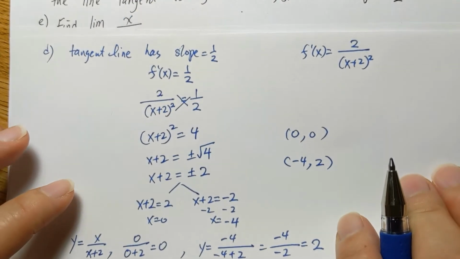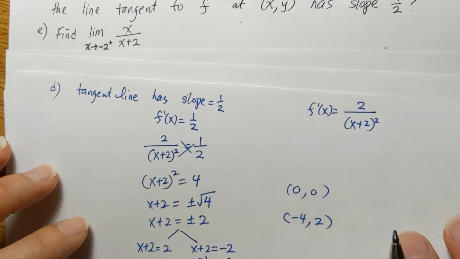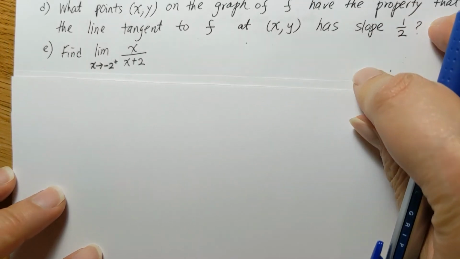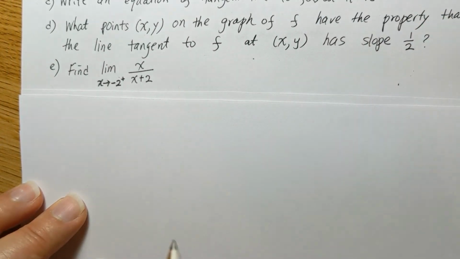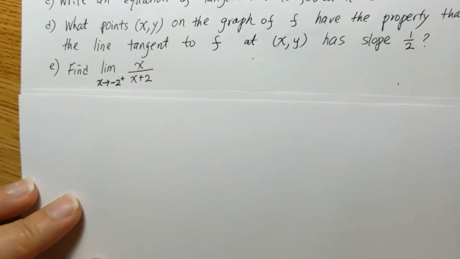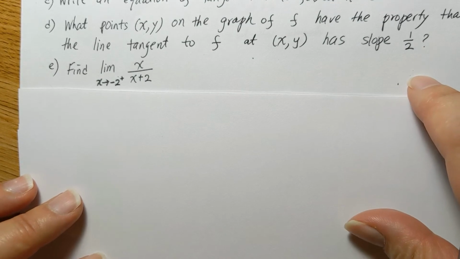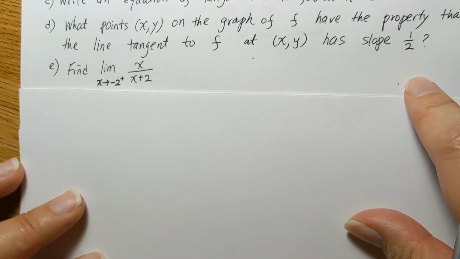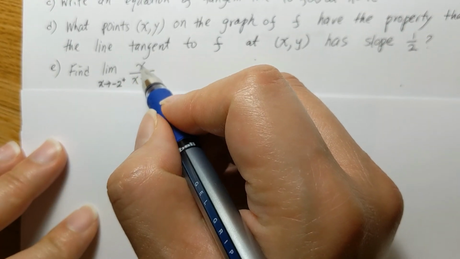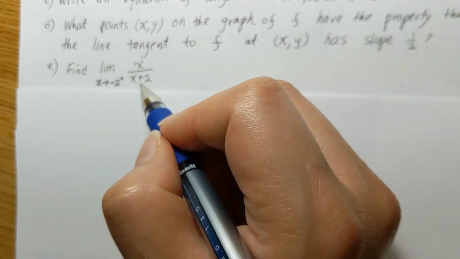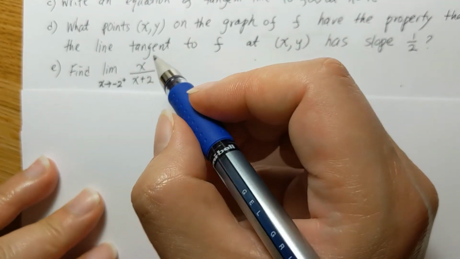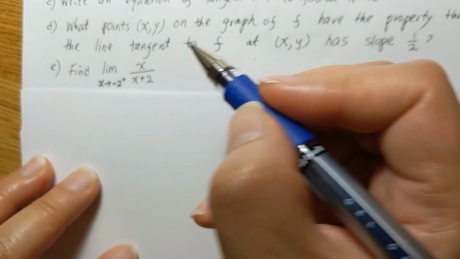Now let's go to question 3E. Find the limit as x tends to negative 2 from the right side of x over x plus 2. This goes back to something we learned in October. If it is a fraction, the denominator x plus 2 equals 0 gives x equals negative 2. So we know that there is a vertical asymptote.